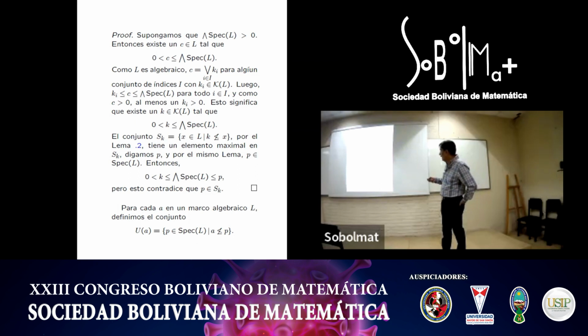And then this SK, because of the previous lemma in which we said that the infimum of all primes is 0, we have this inequality. I'm sorry. Oh, no, my bad. Because of lemma 2, not because the infimum of all primes is 0, but because it has a maximal element, SK will have a maximal element, and let's call it P. And by the same lemma, P is prime, and therefore we have this other chain of inequalities. So P must be in SK, or must not be in SK, but this contradicts the fact that P is in fact in SK. All right.